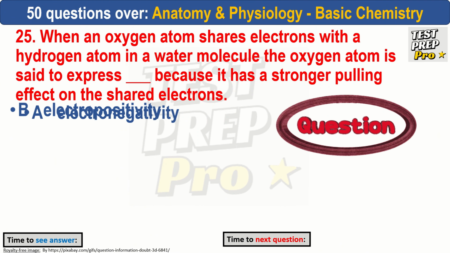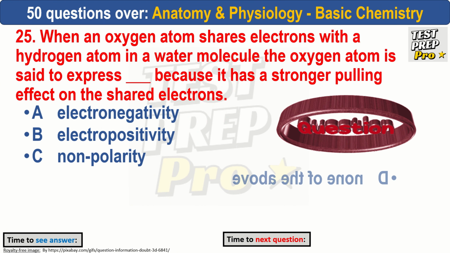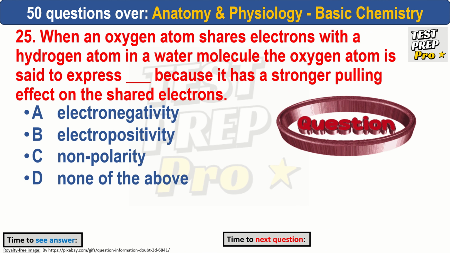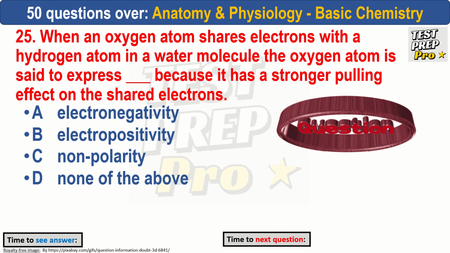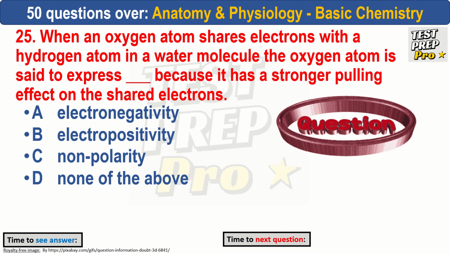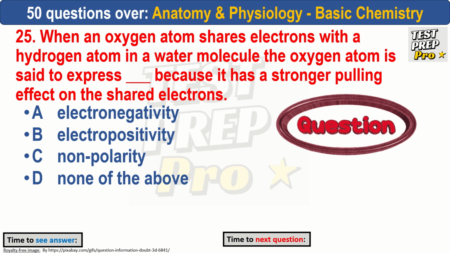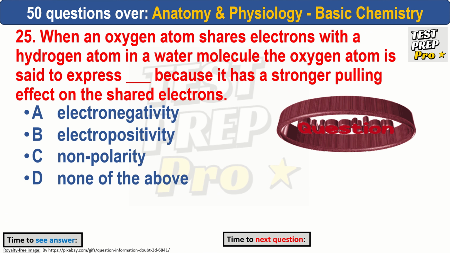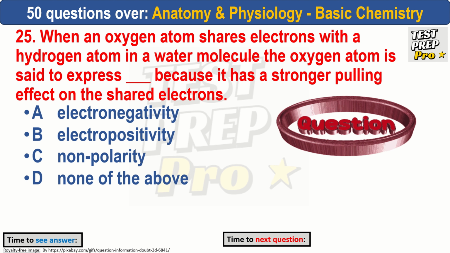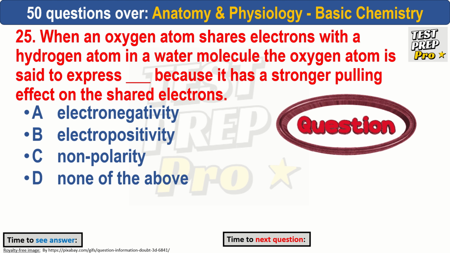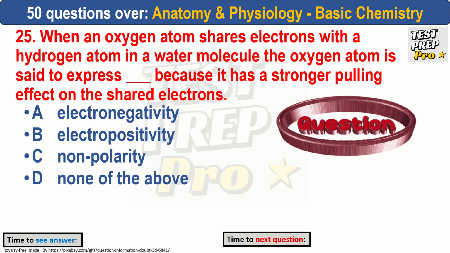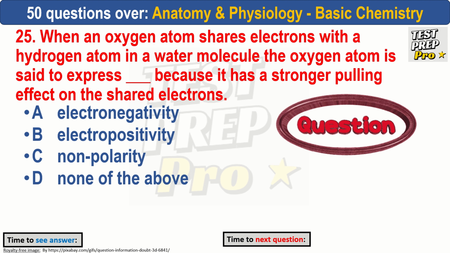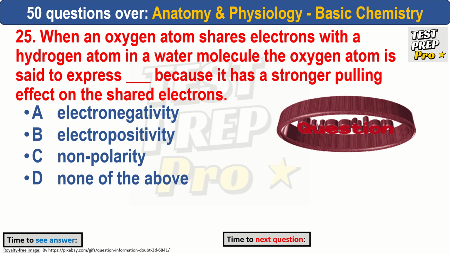When an oxygen atom shares electrons with a hydrogen atom in a water molecule, the oxygen atom is said to express blank because it has a stronger pulling effect on the shared electrons. Is it expressing electronegativity, electropositivity, nonpolarity, or D, none of the above?